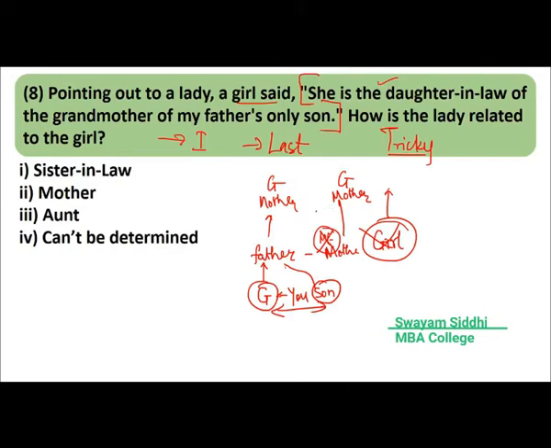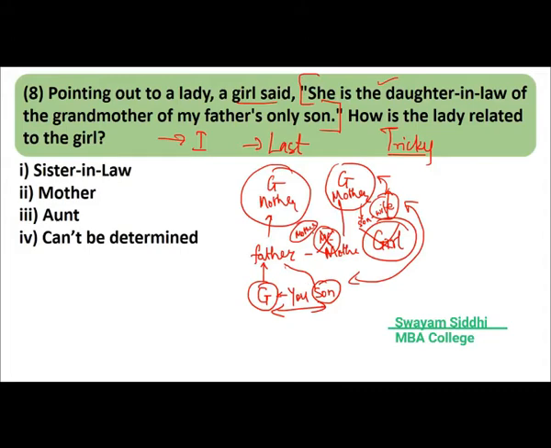Daughter-in-law of grandmother of my father's only son, daughter-in-law of these grandmothers. Now this grandmother's daughter-in-law is nothing but your mother, correct? Or there can be another child also, but let us consider that it can be your mother, or this grandmother's daughter-in-law is the wife of another son, and that would be the daughter-in-law of this grandmother, and that daughter-in-law will be your aunt, since you are siblings, right?